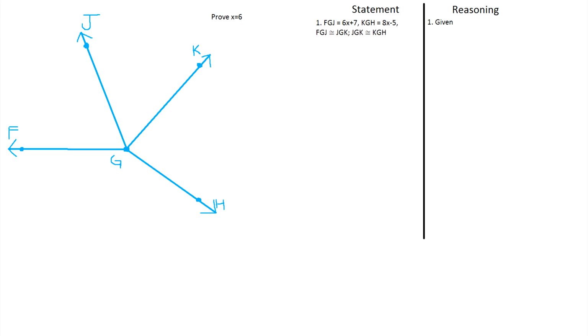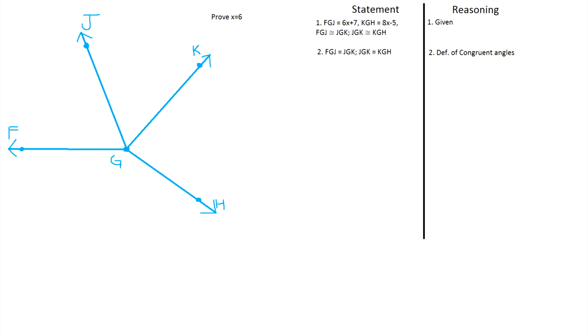So in a two-column proof, we will put the given information on the left and the reasoning on the right. For the given information, we just write given as our reason. Now we have to use other things we know in order to prove that 6 is equal to x. We need to use things like postulates, theorems, definitions, and properties. The next thing we are going to say is that the measure of FGJ is equal to the measure of JGK, and the measure of JGK is equal to the measure of KGH.